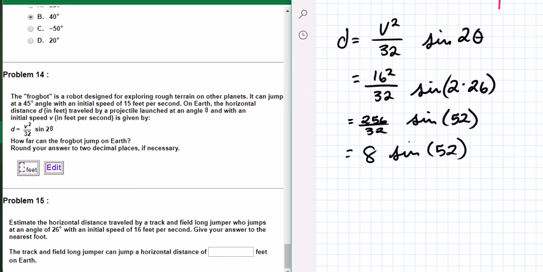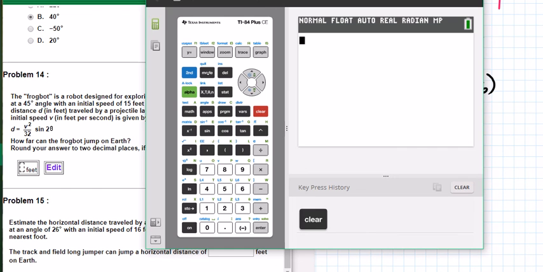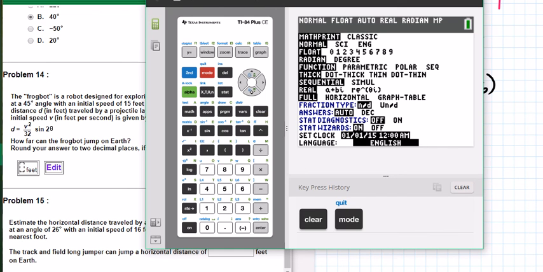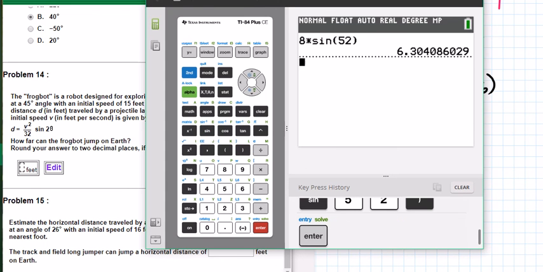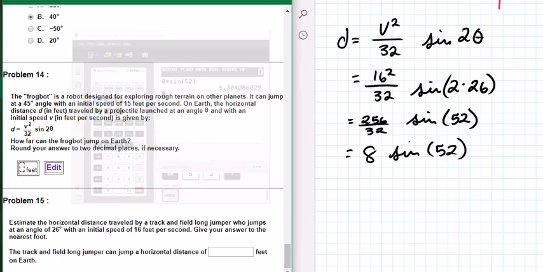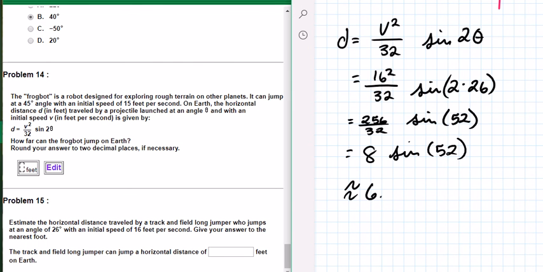Alright, and since this is in degrees, you need to make sure that your calculator is in degree mode. Alright, so if I go to my little calculator app, I need to make sure that on whatever calculator I have, I press mode, and then I need to arrow down, make sure it is on degree, then I clear that out, and it was 8 times the sine of 52. Press enter, and I get 6.30. About 6.30, and it did say round to the nearest foot, so I would type in 6 feet.